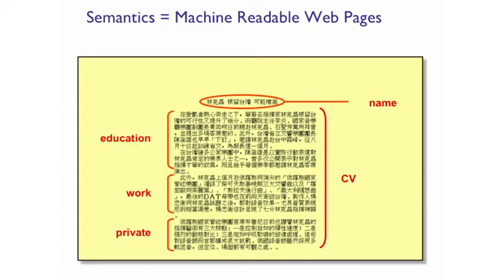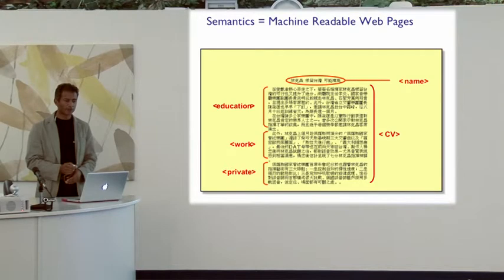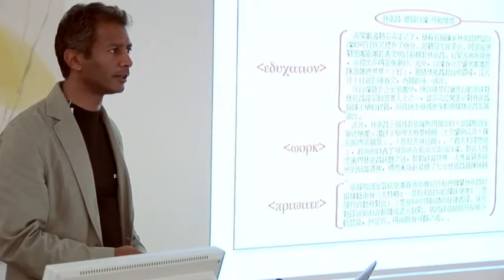And it has various parts at the top. It has a name. It has an educational part that talks about work, and a part that talks about private life. Now, because we're on the web, these items are put in angle brackets for the web syntax. But also we should remember that these labels are not understandable to the machine either.